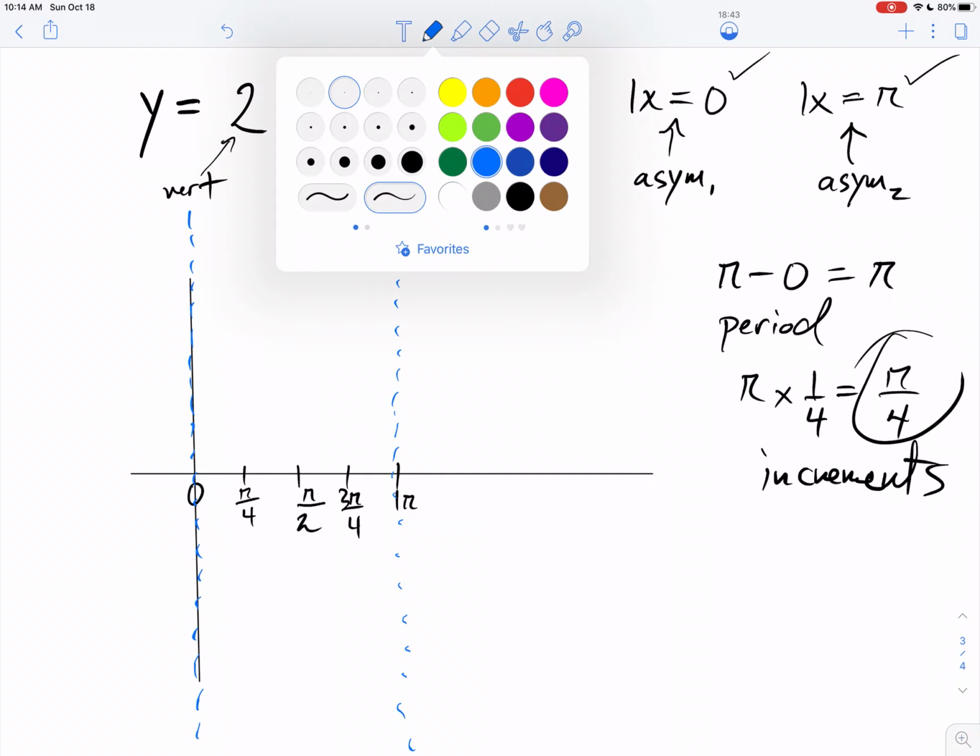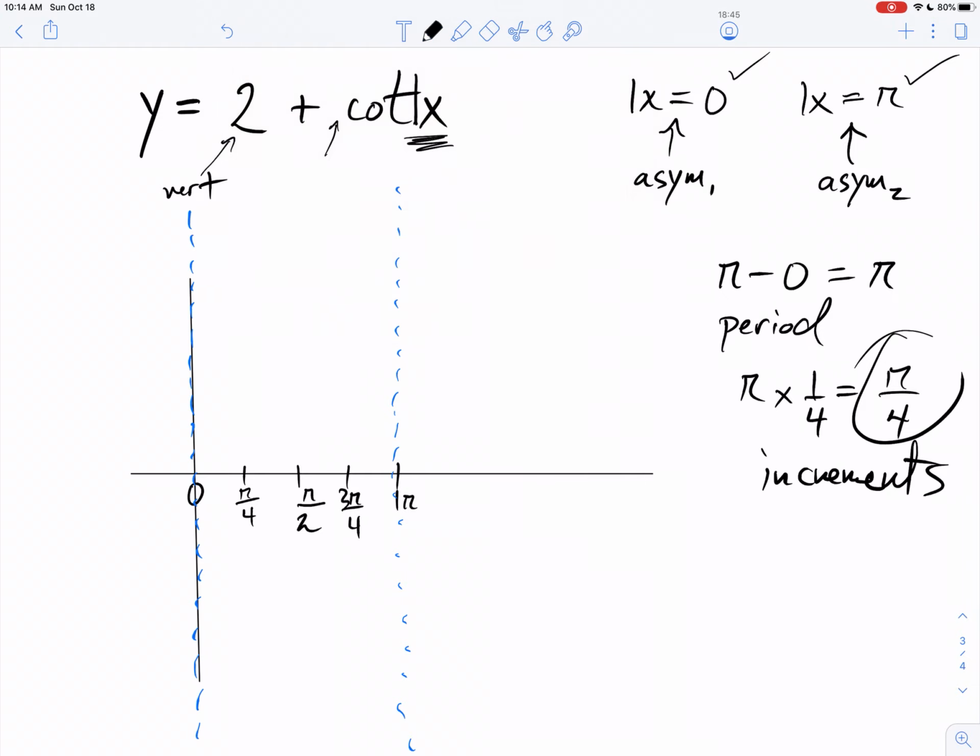I'm going to grab my black pen again, and I'm going to say, you know what? This cotangent was shifted up 2 units. But I'm going to go 1 unit above it, 1 unit below it. That's what I'm going to do, because that's what cotangent looks like when you don't amplify it or stretch it or anything.